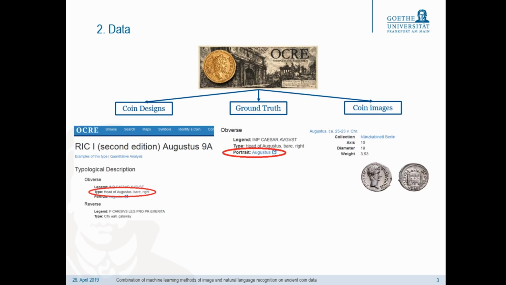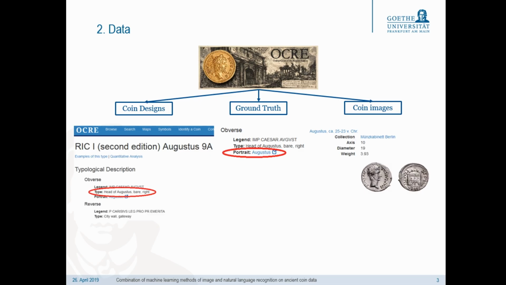So let's have a look at our data. The source of our data is the Online Coins of the Roman Empire database, OCRE, which can be accessed online and as a downloadable Resource Description Framework dump. In our approach, the obverses of the OCRE coin types based on the Roman Imperial Coinage play a crucial role. We use 3 of their elements as input for our workflow.